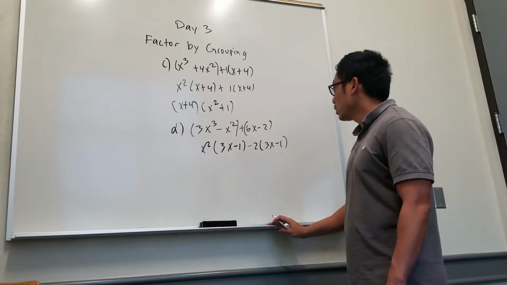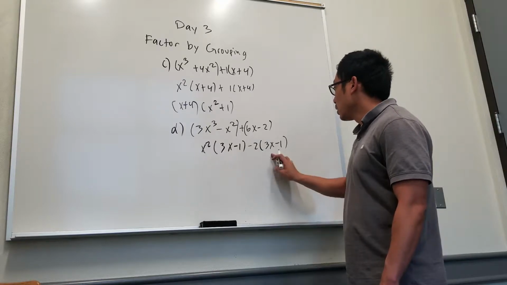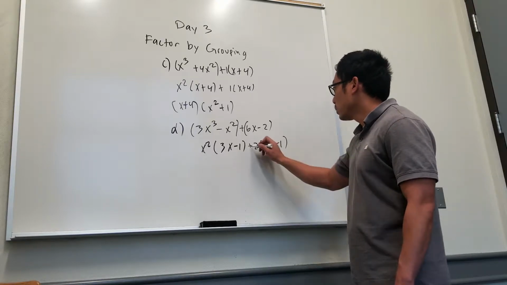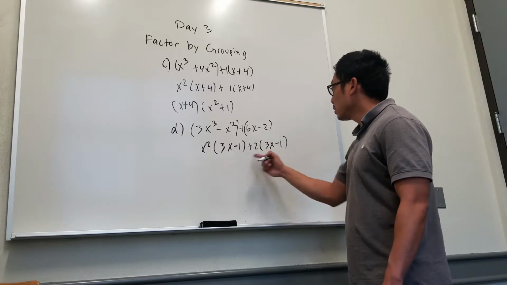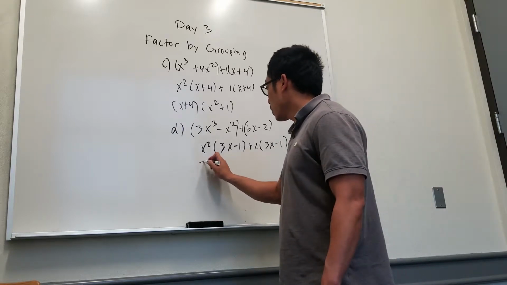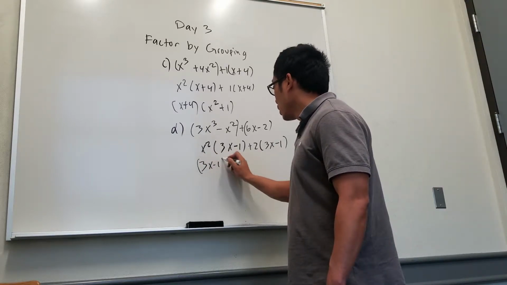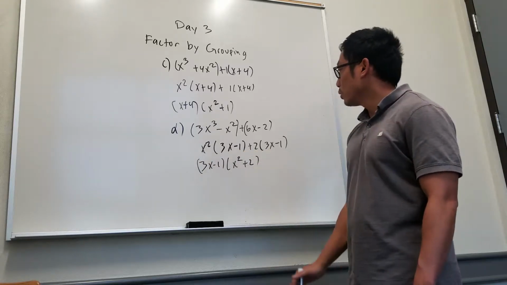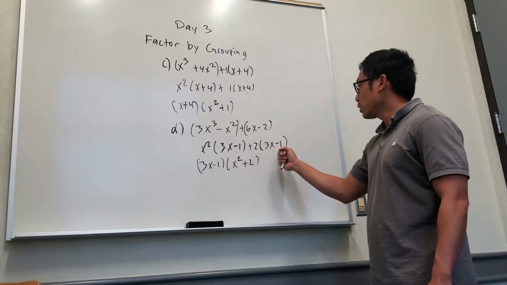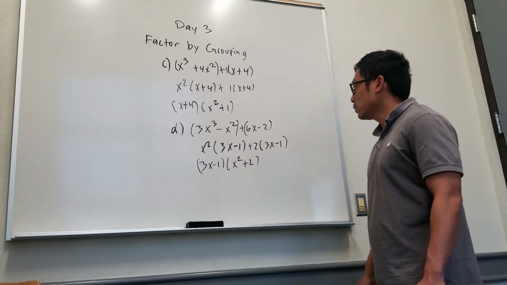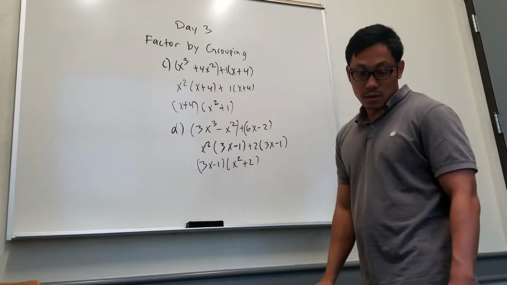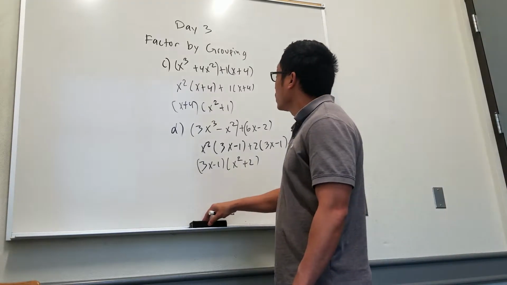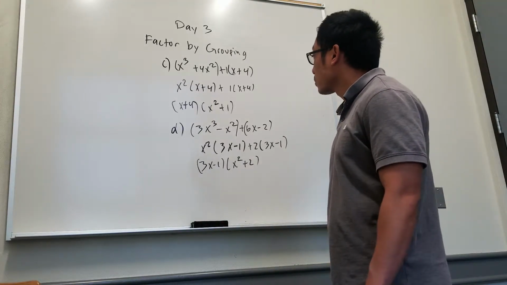If I do factor out a negative 2, I'm not going to get this, right? So it's plus 2. Be careful, it's plus 2. So I should get 3x minus 1. So I get 3x minus 1 in common, and what's left is x squared plus 2. When you notice I made that mistake, I don't get this. So that means it has to be positive 2, not negative 2. So we just factor by grouping.